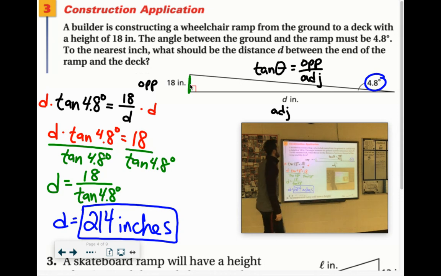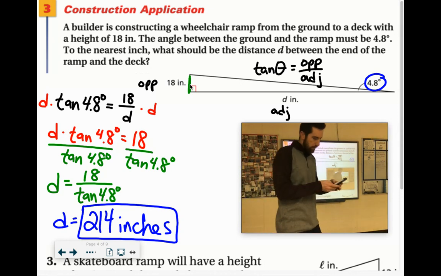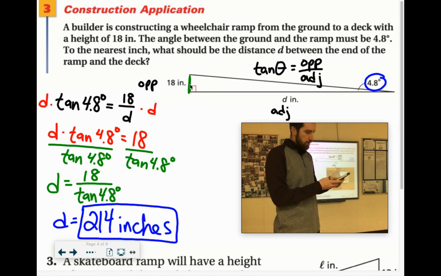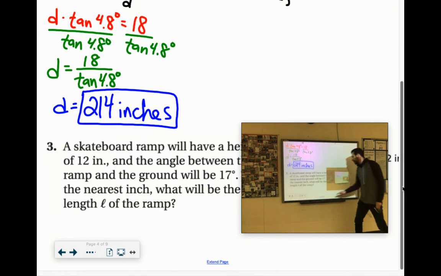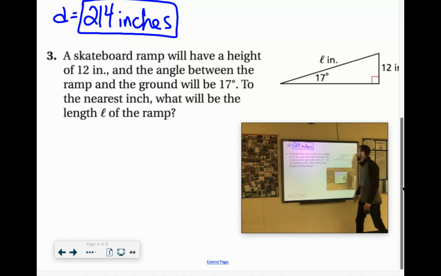Now, if I said, well, how many feet would that be? You could just divide it by 12. Let's see, divided by 12. So 17.8 feet. It's wild, man. It's wild. All right. Let's see what else we got.